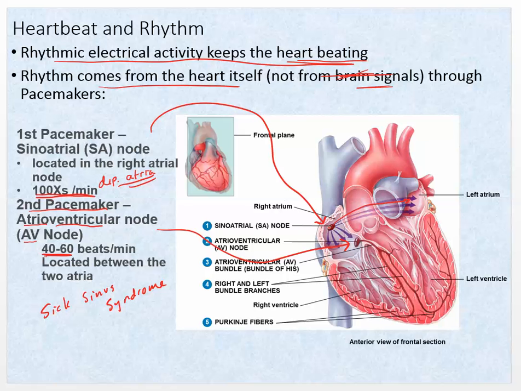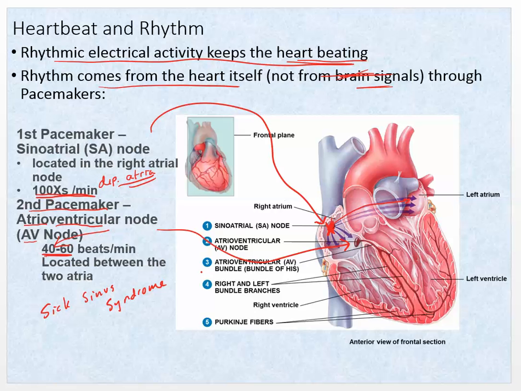But what will happen is, if this one doesn't work, well then the AV node will actually take over. Now that's not a good thing when you're used to your heart beating at about 75 or 80 beats per minute, and then the one that takes over is only beating at about 40 to 50 beats per minute. That can be a problem. Your blood pressure will drop, and you'll probably feel lightheaded or even pass out. So this is a serious problem.